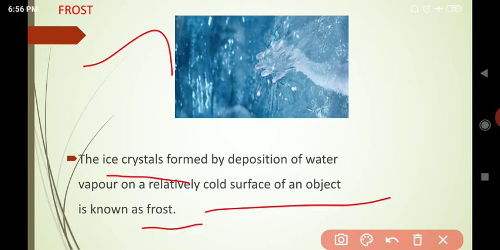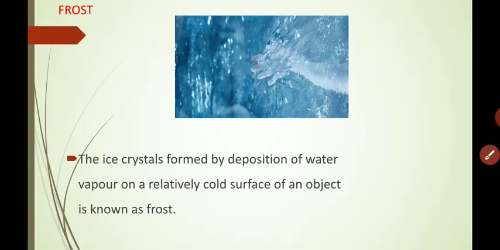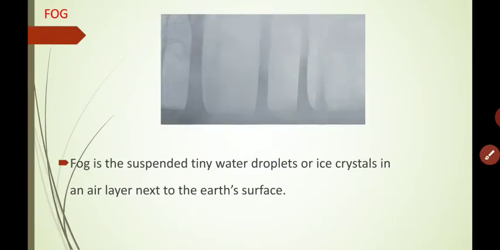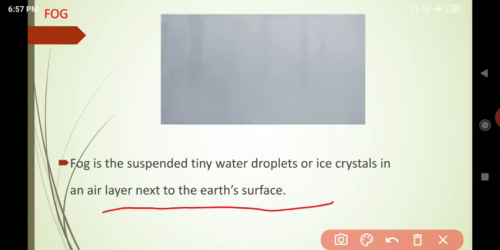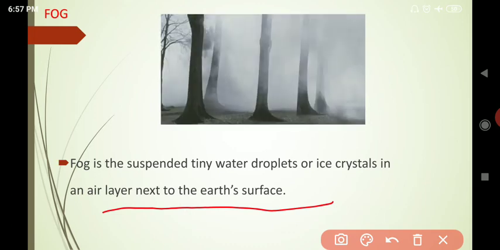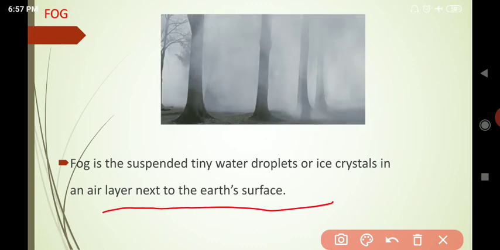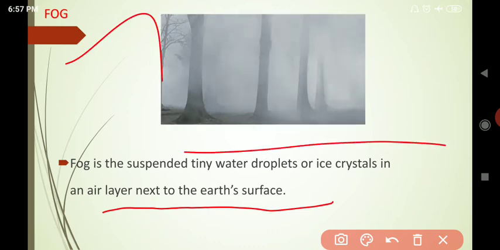Next one is fog. Fog is suspended tiny water droplets or ice crystals in an air layer next to the earth's surface. It forms in the air layer next to the earth's surface and reduces the visibility to 1000 meters or less. See the picture; this is called fog.